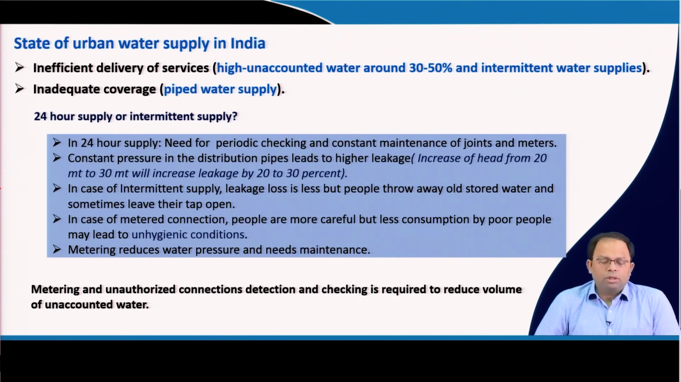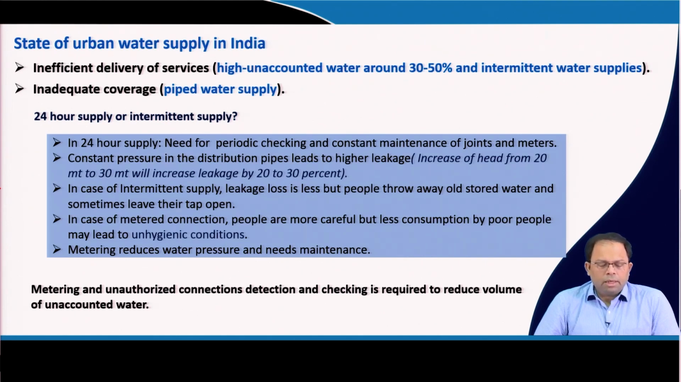Similarly, metering also reduces water pressure, and the maintenance requirement is also increased because of metering. So these are the different things, even though metering is not directly connected with 24-hour supply or intermittent supply, but it has to be there if there is 24-hour supply. These are the different issues one should consider while determining which sort of system should be adopted. But primarily 24-hour supply is of course a better quality of service, but it also requires more maintenance, more cost, and so on.